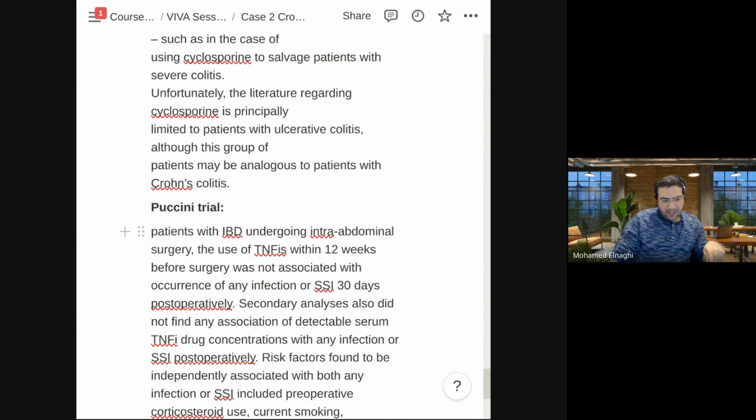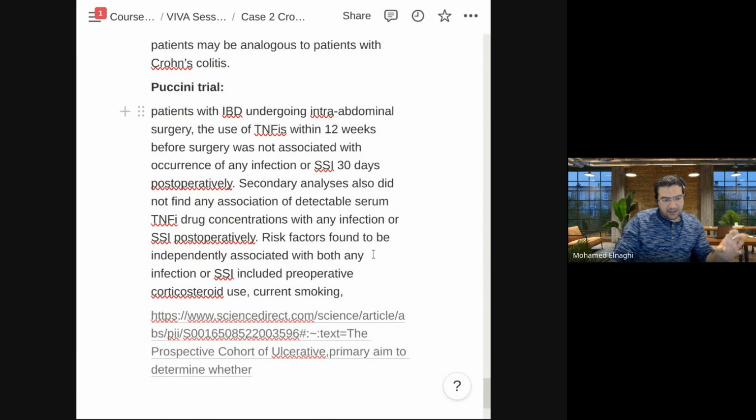What they looked at is whether there is any effect of biologic treatment on the outcome after surgery, and the conclusion from that study was that there is no association between surgical site infection and the administration of tumor necrosis factor alpha inhibitors before surgery. The independent risk factors that they found related to surgical site infection are mostly preoperative corticosteroid use and active current smoking. Okay, it's worth knowing this trial as well.